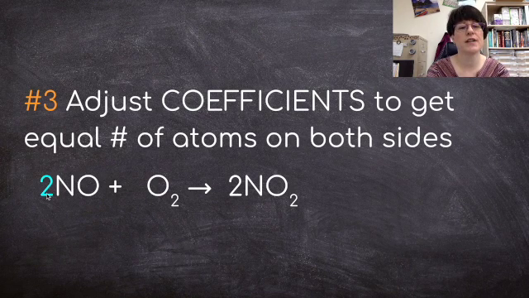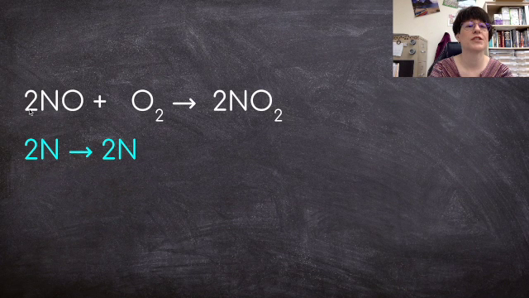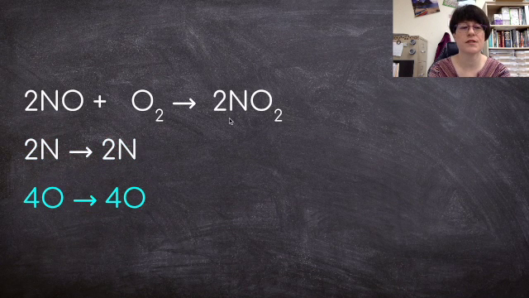Then we're going to recheck and see what we have on each side. So we have 2 nitrogens on the left, 2 nitrogens on the right. 2 times 1 is 2 oxygens here and 2 oxygens here for a total of 4 on the left, and then 2 times 2 is 4 oxygens on the right. So we have a balanced equation because the 2 nitrogens here, 2 nitrogens there, 4 oxygens over here, 4 oxygens on the right.